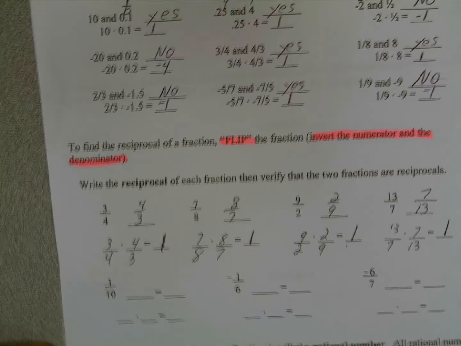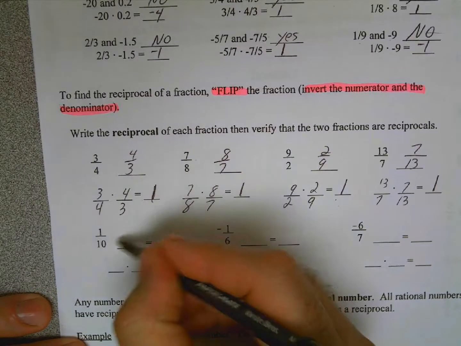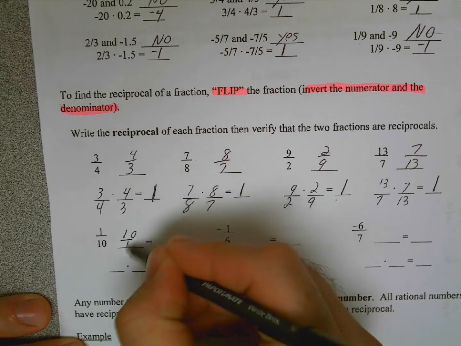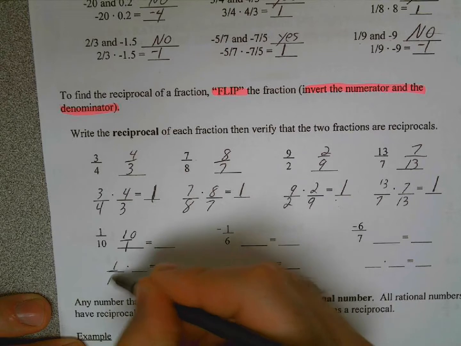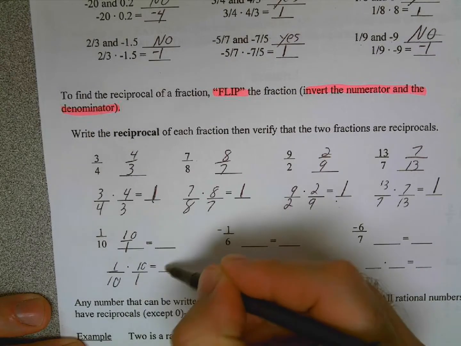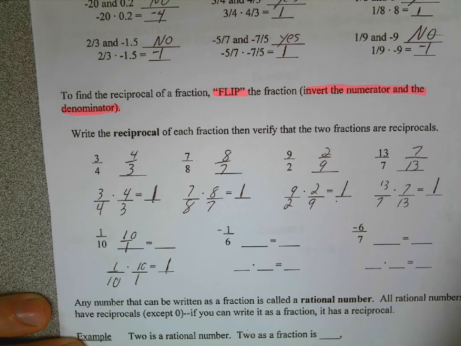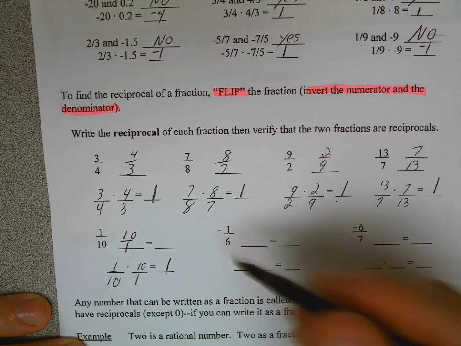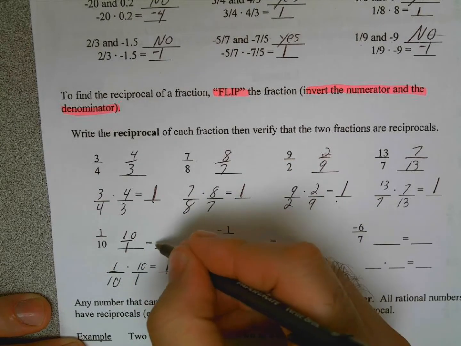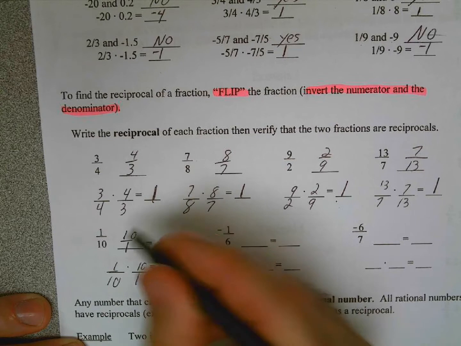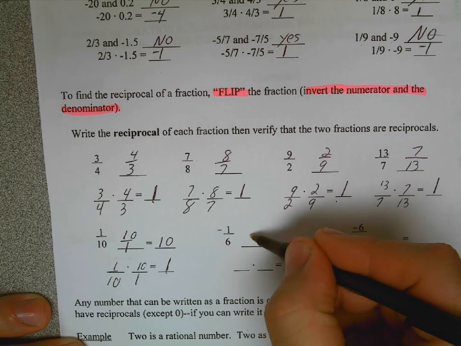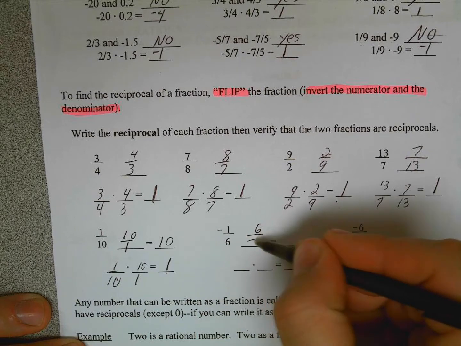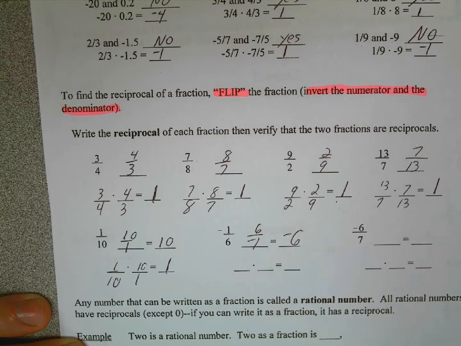All right, so 1 over 10 is going to be 10 over 1. All right, when I multiply those together, I get 1. So 1 over 10, 10 over 1, that equals 1. All right, over here, if you look at it too, that also is a decimal. 10 over 1 is the same as saying 10, right? Negative 1 over 6. So 6 over negative 1, that's the same as saying negative 6.